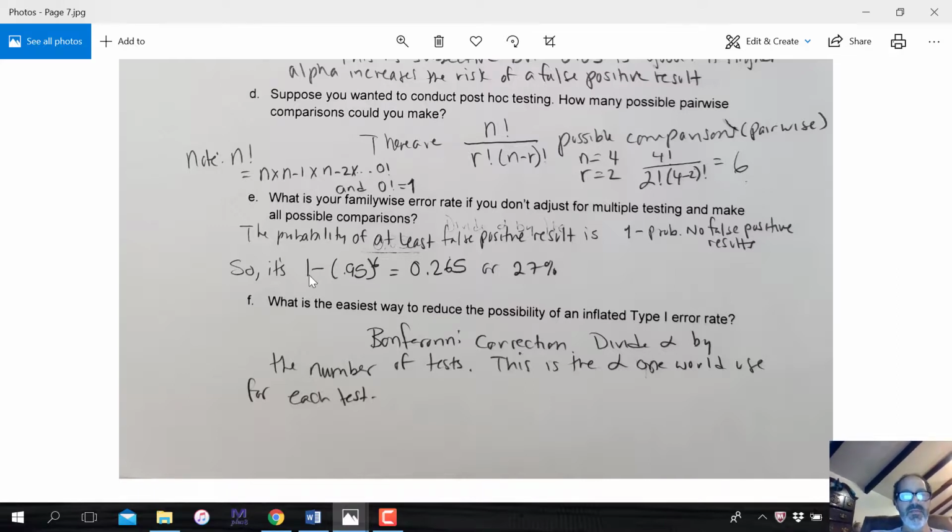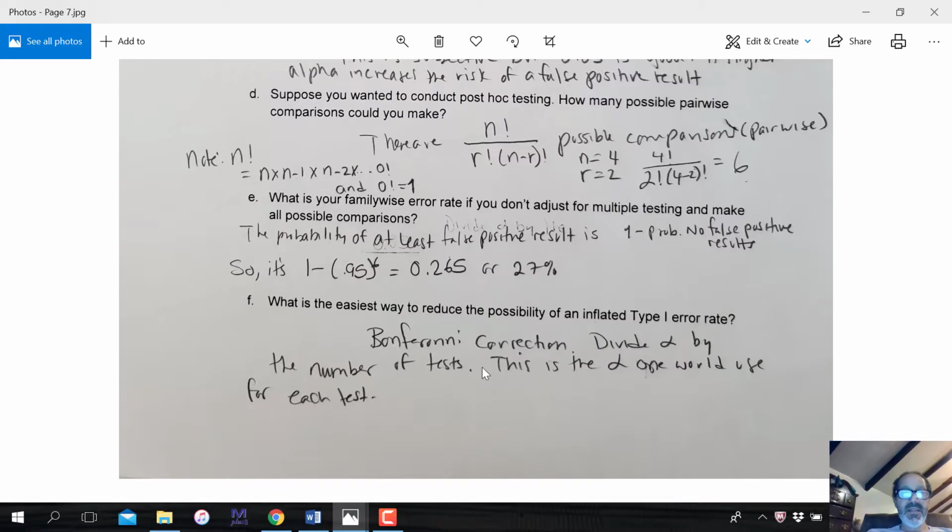In probability theory, the probabilities of all possible mutually exclusive events in a sample space must sum to 1. So here we have 0.95 to the 6. 1 minus that is 0.265, or 27%. I multiply this by 100, that's 26.5, or 27%. So if we calculate every possible pairwise comparison, we have a 27% chance of a false positive result. Our alpha increased from 0.05 to 0.27, or from 5% to 27%.